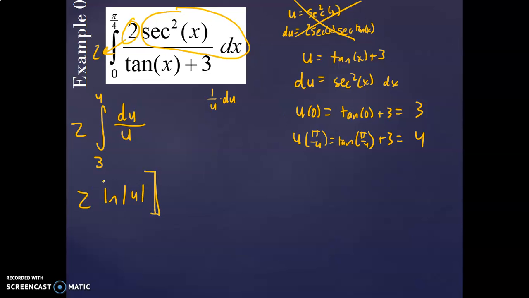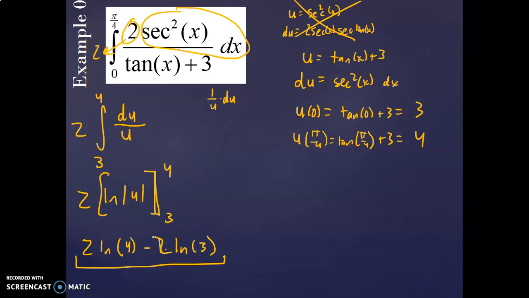And then instead of an integral symbol, now it's an evaluating braces from 3 to 4. So I'd say 2 ln of 4 minus 2 ln of 3. I can leave it like this. Notice that my absolute value, so this is a u, this is a 4. My absolute value can turn into parentheses once I plug in positive numbers, because the absolute value of 4 is the same as 4.